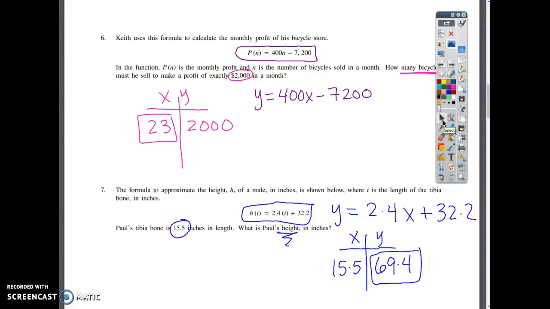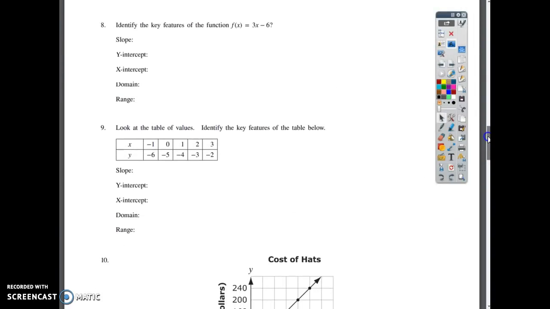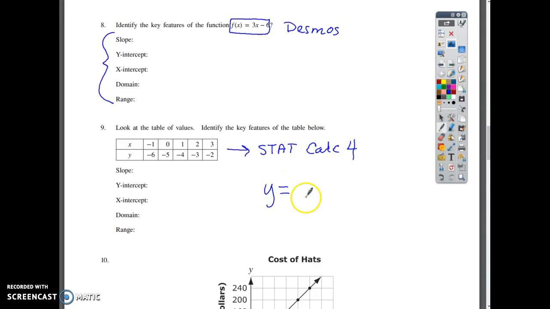Problem number 8. I want you to go graph that. Problem number 8, you're going to graph this in Desmos and answer all of these questions. Problem 9, you're going to put this in Stat, Calc 4, get the equation, y equals, put it in Desmos, and answer all these questions. And I will do this in the next video.